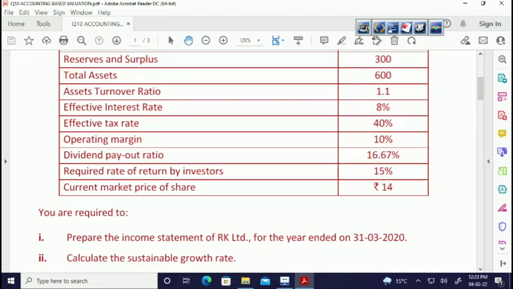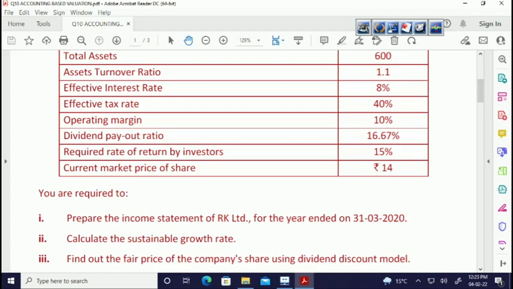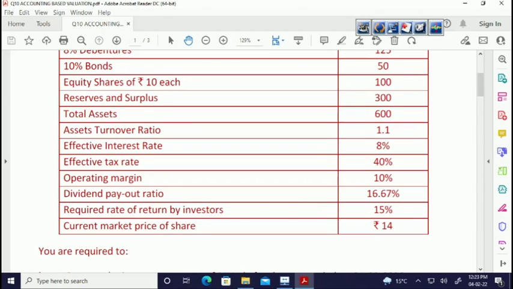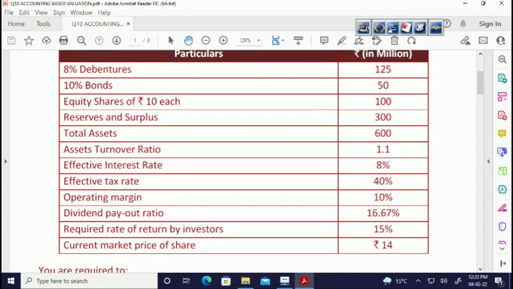In this sum, the first question is saying prepare the income statement for the year 31st March 2020. Now asset turnover ratio 1.1 is given, asset 600 is given. So sales become 660 crores. Operating margin 10% is given. So operating profit becomes 660 into 10%, 66 million.